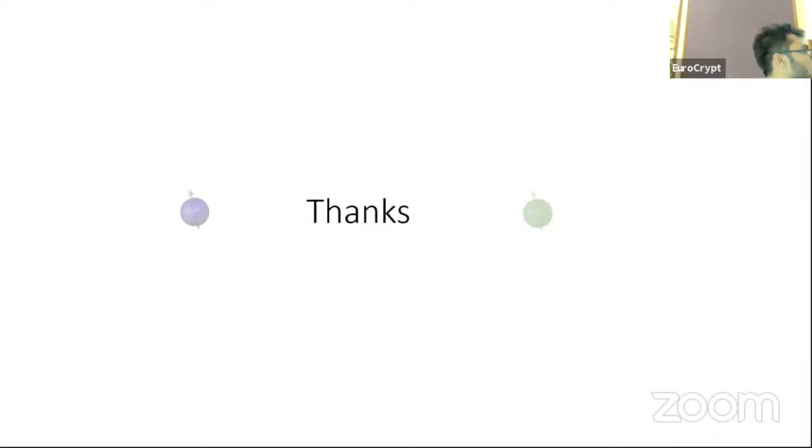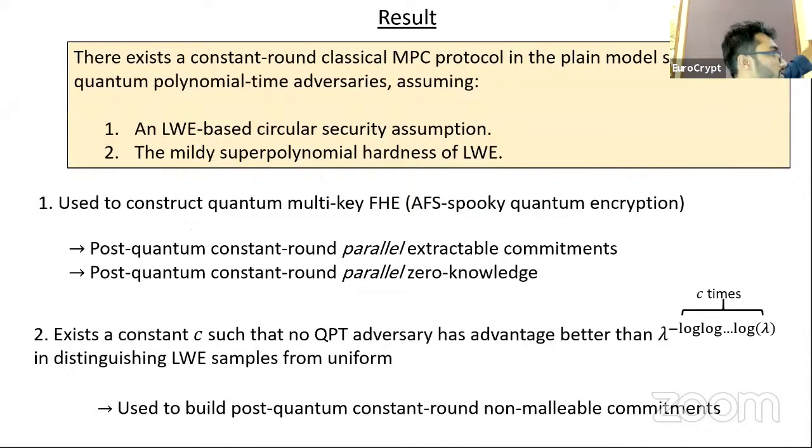So we assume super polynomial hardness, super polynomial modulus noise. Are you referring to this last assumption? Yeah, the mildly super polynomial hardness. So we need this to create constant round non-malleable commitments. So basically, we create multiple hardness levels to instantiate this erasure channel based approach.